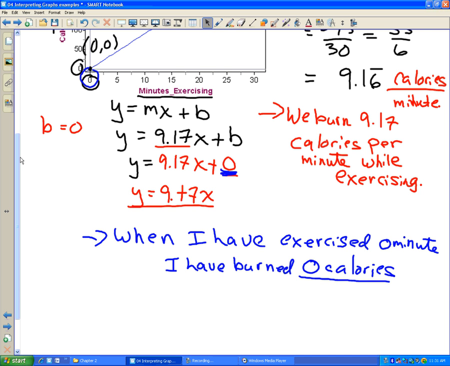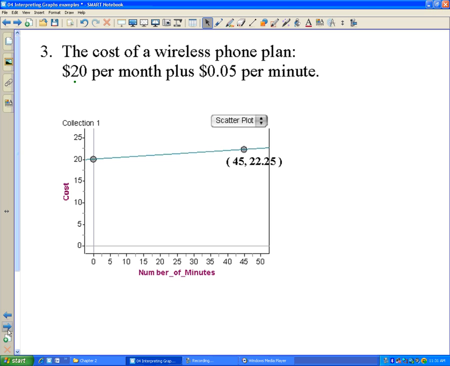I found my slope, I found my y-intercept, I found the real world meanings. Let's try the third example. I know I'm talking very monotonal. I'll talk better, not poorer. The cost of a wireless phone plan, $20 per month plus 5 cents per minute.